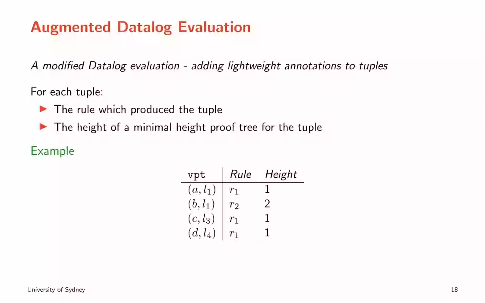For example, if we look at our VPT relation, we can see that the second tuple, for instance, is produced by the rule R2, and it has a proof tree of height 2. There could be different proof trees for the same tuple, but with a bigger height. But because we want the most succinct proof tree as a result, we store only the smallest height in our augmented database.